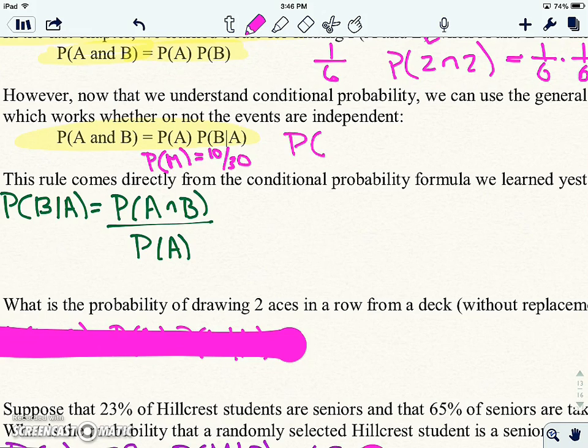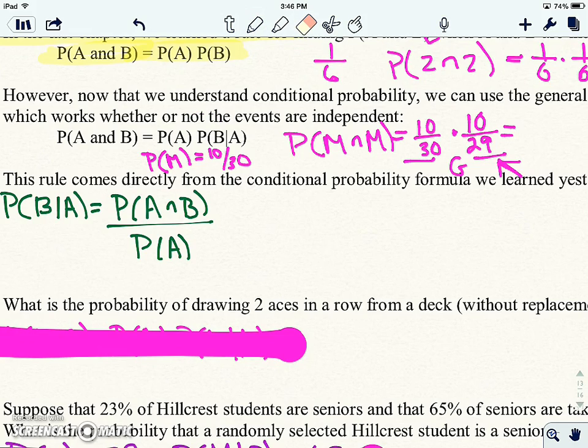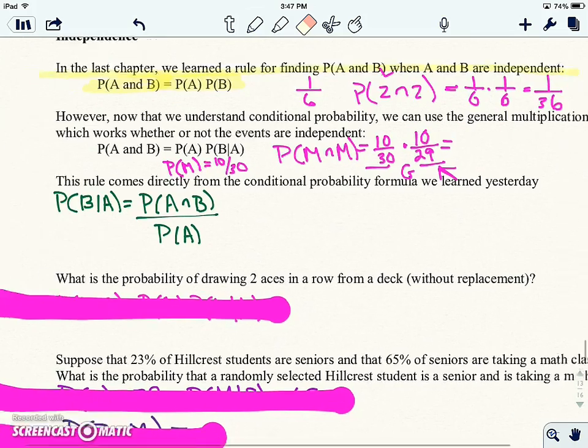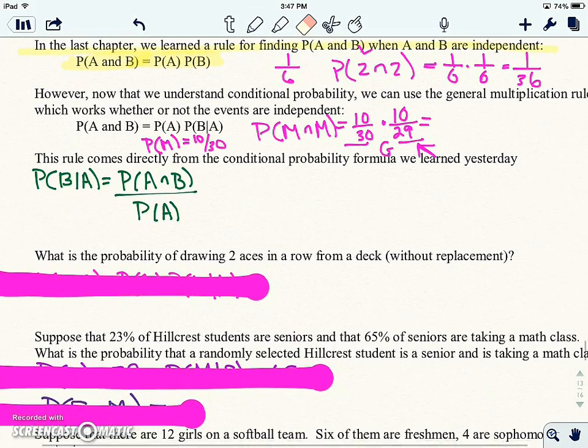So the probability of getting a male and then another male, well, the first stick I'd have a 10 out of 30 chance of getting a boy. Assume I got a boy. So my next stick, there are 9 boys left, or 9 males, and only 29 sticks. So that's this new formula, which says you still multiply the probability of the first event times the probability of the second event, but the second event may need to change based off of what you got for the first event.